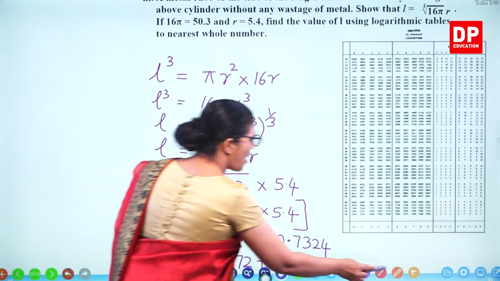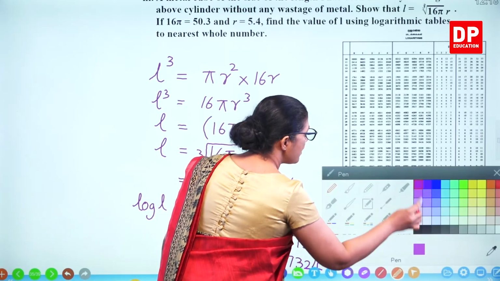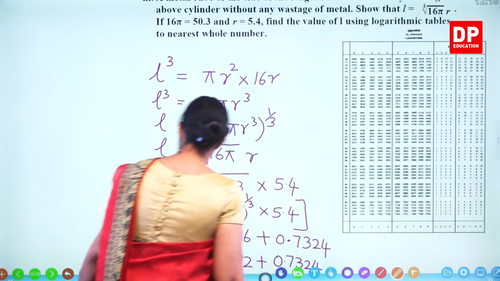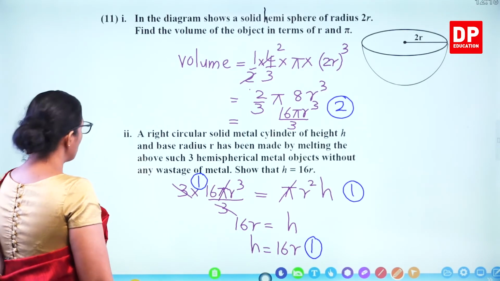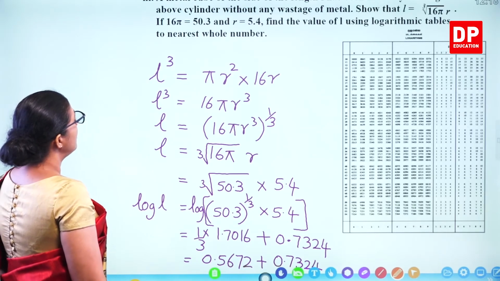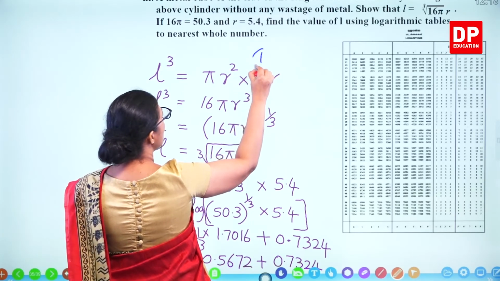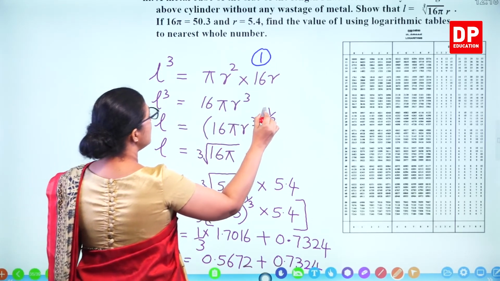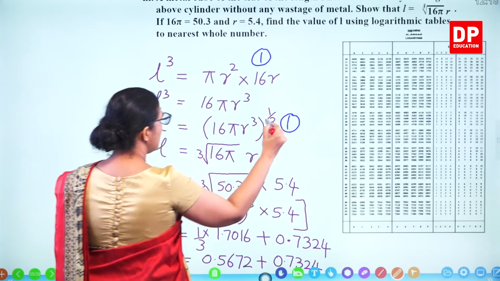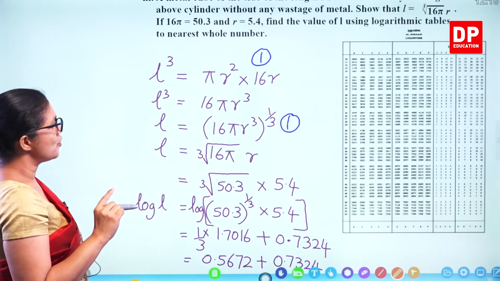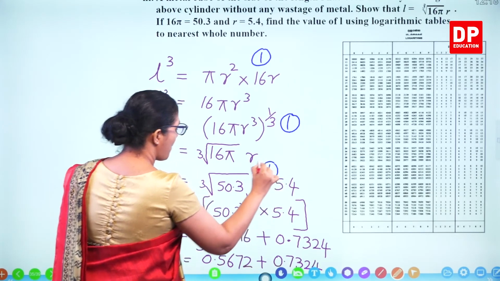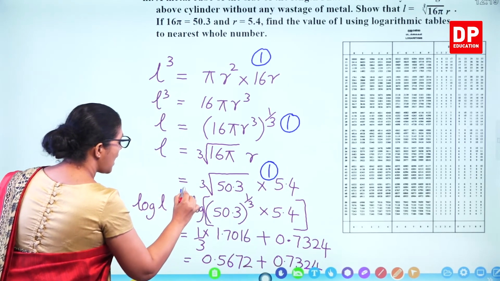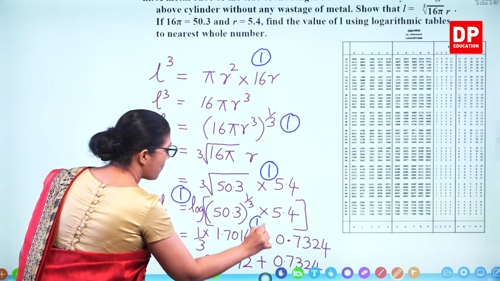So how many marks now? We have already given how many marks? 2, 3, 4, 5. So 5 marks for this step. So writing down this L cube and finding L here, showing that this is L, 2 marks. And substitution, 1 mark. Taking log both sides and addition, 1 mark.